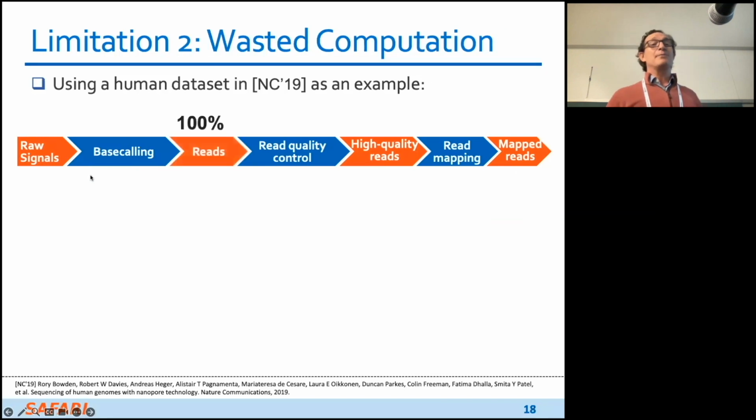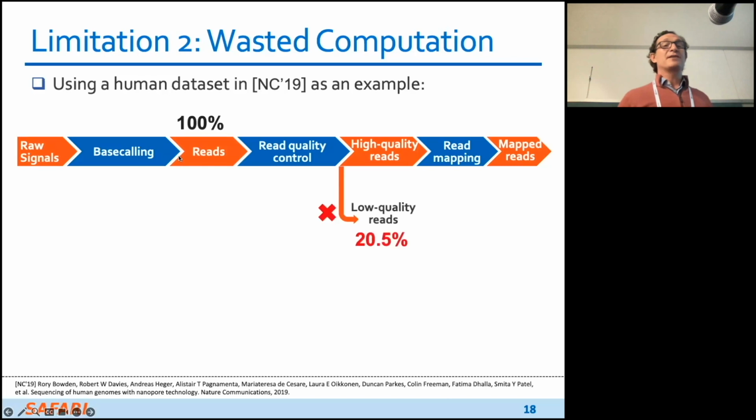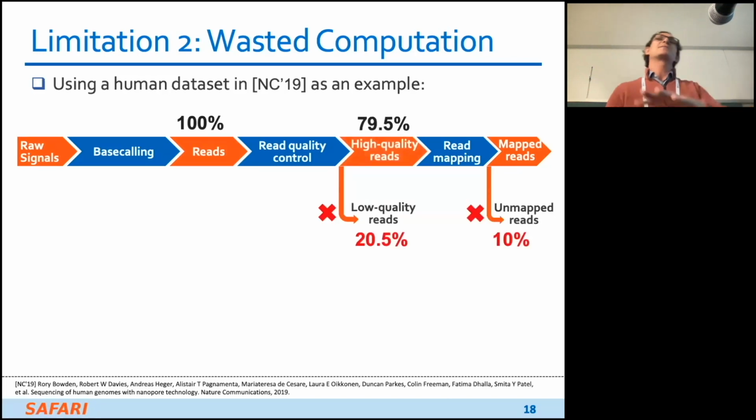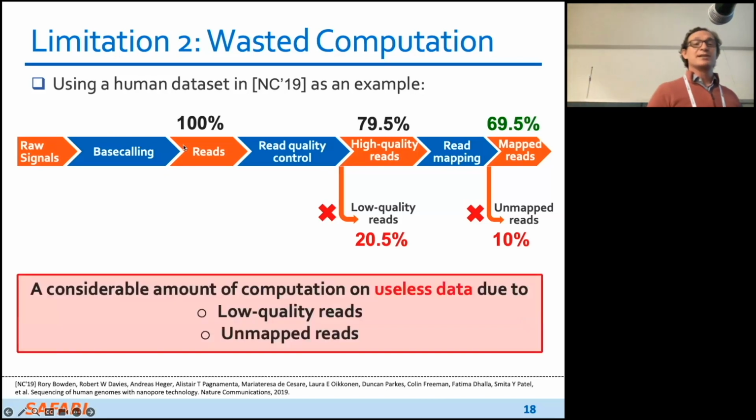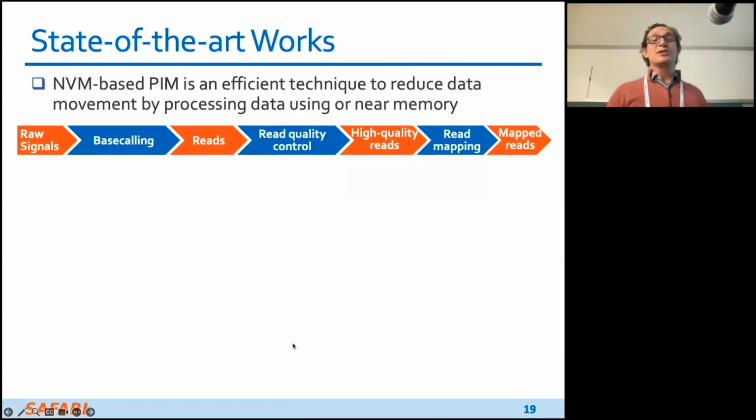And then there's wasted computation. So here you get all of the reads. And then read quality control eliminates 20%, let's say, and read mapping eliminates 10 more percent in this particular data set. In some cases, it's actually much more. We actually do base calling on all of them, even though some of them are going to be eliminated. And base calling is a very costly computation. People use neural networks, as I mentioned. That's another area that we're working on. So because of low quality reads as well as unmapped reads, there's a lot of computationally useless data.